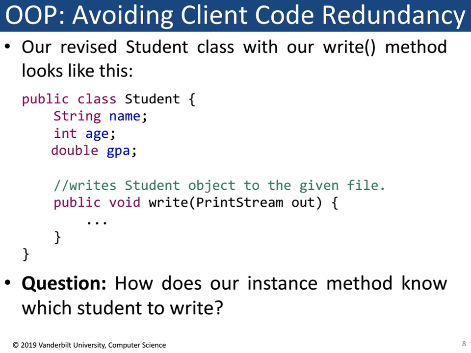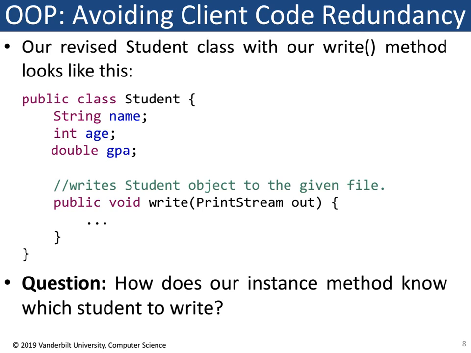So when we revise our Student class to include write as an instance method, it'll look like this. We'll have our instance variables, String name, age, and double GPA. And then we'll have our instance method, which is public void write, and we'll pass it the print stream we want the information written to.